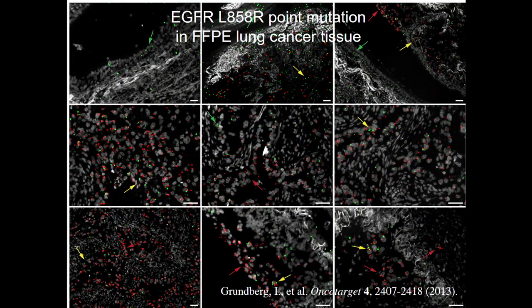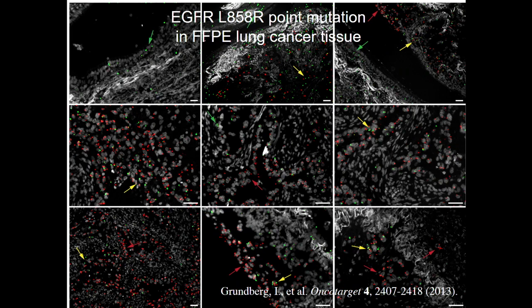So there are a number of things one could use this for, obviously. I'm here illustrating detection of an oncogenic point mutation in a formalin-fixed paraffin-embedded lung cancer tissue. Nine fields of view of a tissue. You can see, well, up here is an image of normal lung. We're targeting the EGFR transcript and this particular point mutation. We're detecting the wild-type transcript with the green fluorescence and the mutant transcript with red fluorescence.